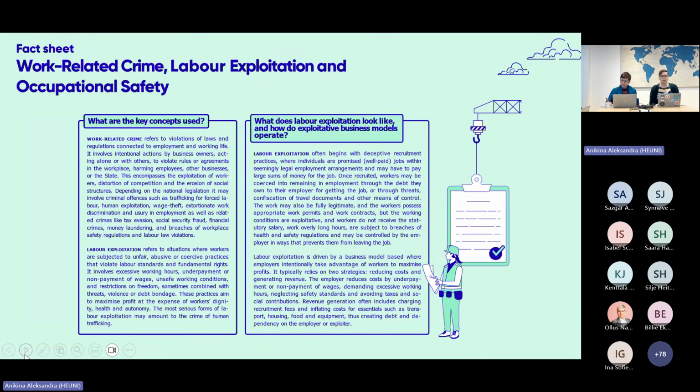So first, this fact sheet discusses what the key concepts used are. So what is work-related crime and what is labor exploitation. And then we also briefly discuss what labor exploitation looks like and how these exploitative business models that Natalia mentioned operate in practice.